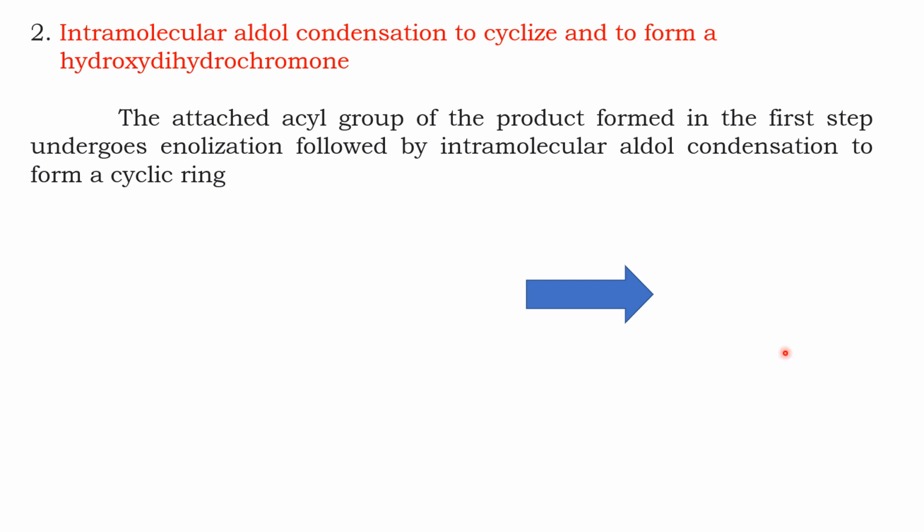Now we move to the second step. The second step is the intramolecular aldol condensation to have cyclization. See, in the first step, an acyl linkage was formed with the phenolic oxygen atom, which then undergoes an intramolecular aldol condensation. We know what aldol condensation is. So in the second step, that aldol condensation results in the formation of a cyclic compound.